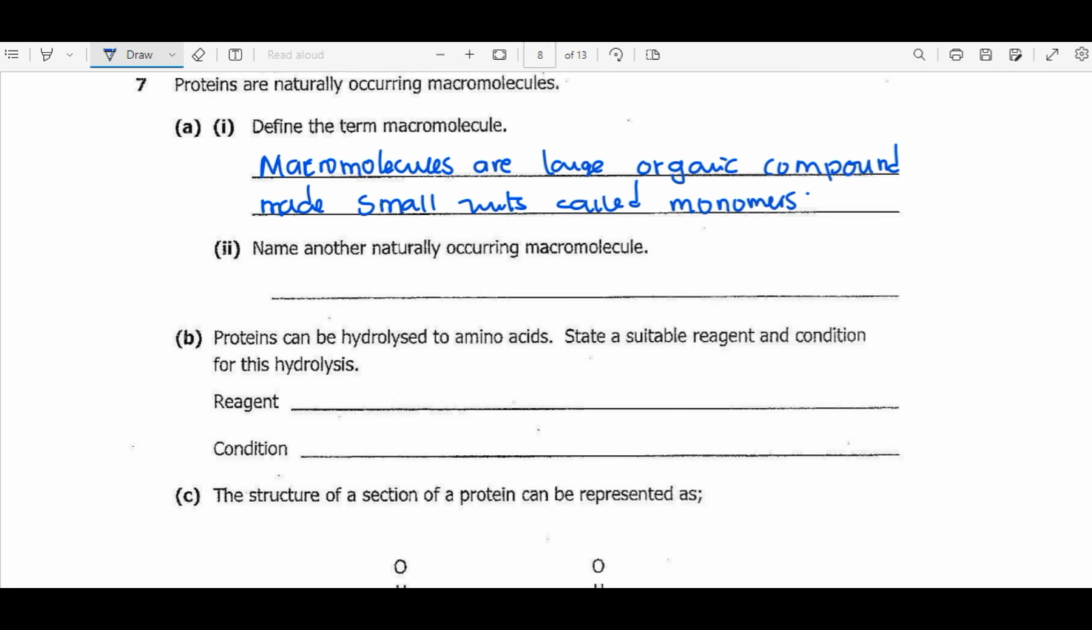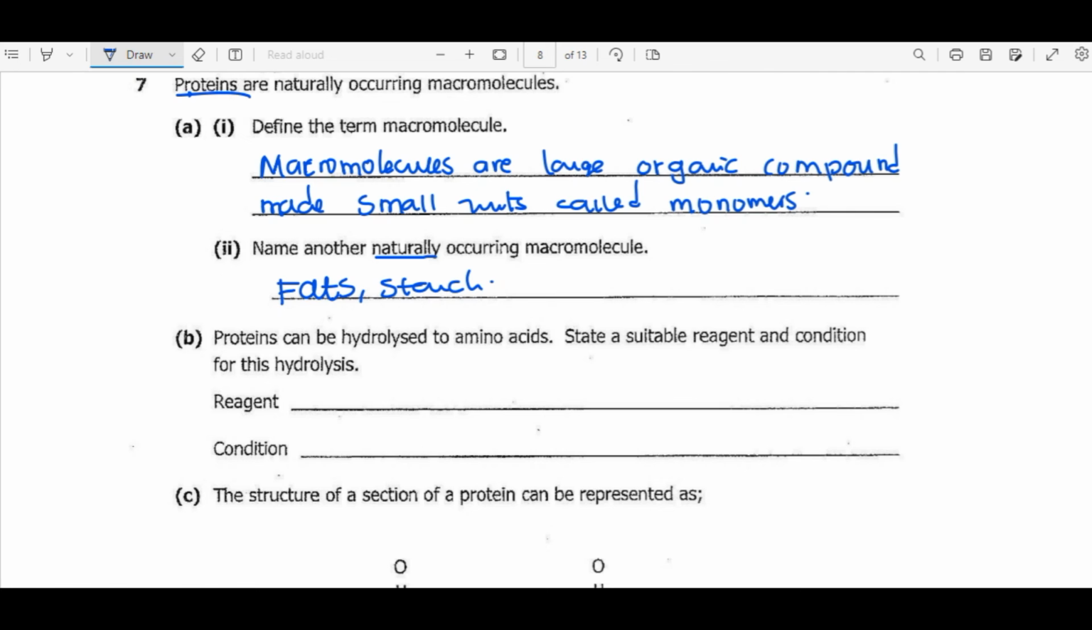Then for Roman number 2, name another naturally occurring macromolecule. So it's natural, in terms of occurrence, so it's not man-made. So we can give, apart from proteins, we can give fats. Then if we want, also starch.